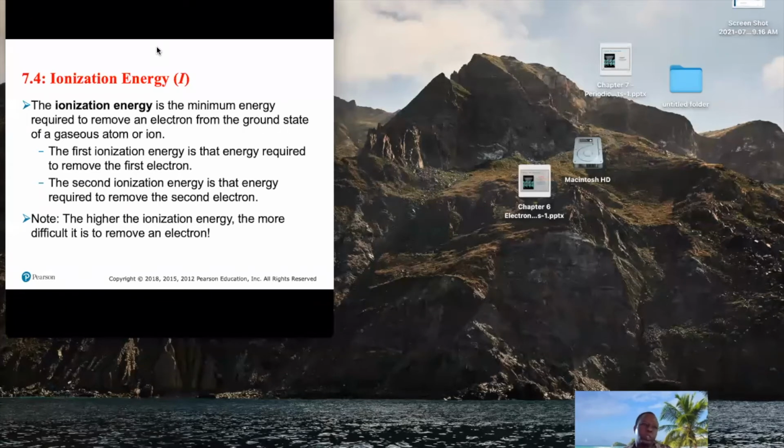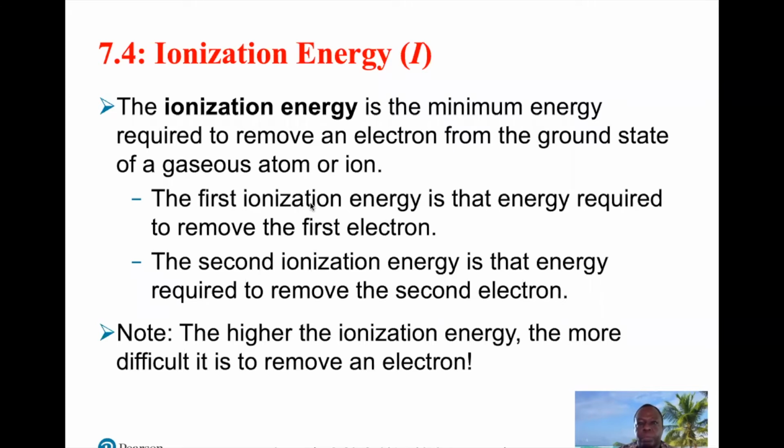Let's move on to 7.4, ionization energy. This is defined as, here you see I for ionization energy, the minimum amount of energy required to remove an electron. Not electrons, you cannot remove 2 electrons at the same time. It's to remove an electron, underline the word electron here, from the ground state of a gaseous atom or ion. So that means you will have removed one, and then you go back and remove another one. That means you are dealing with an ion here.